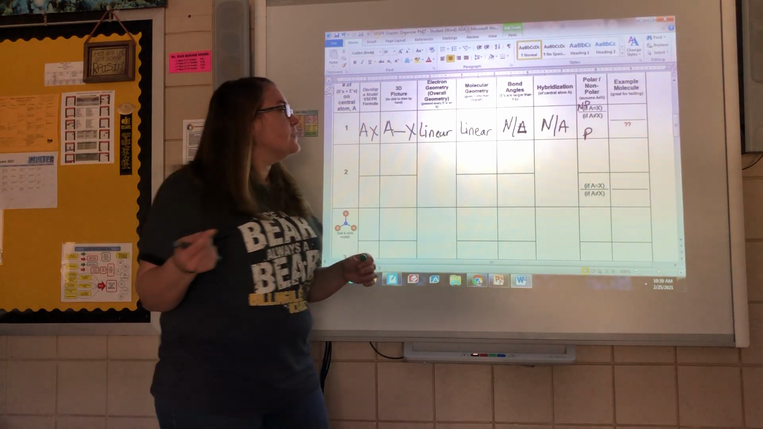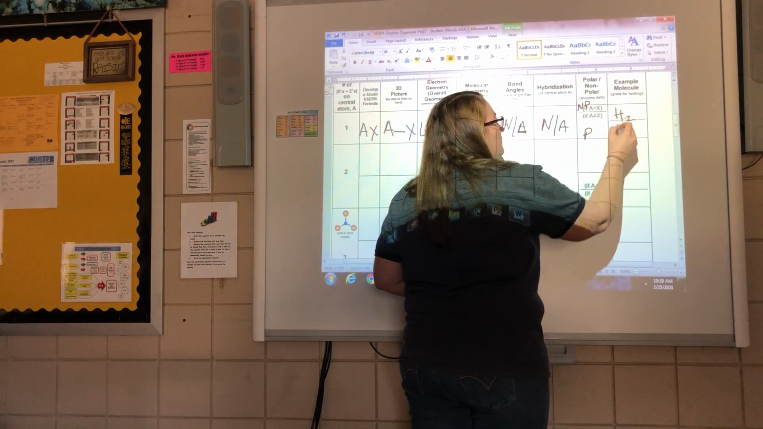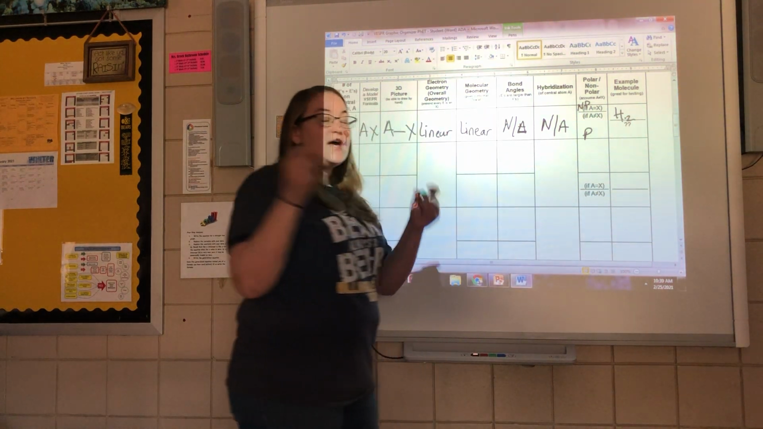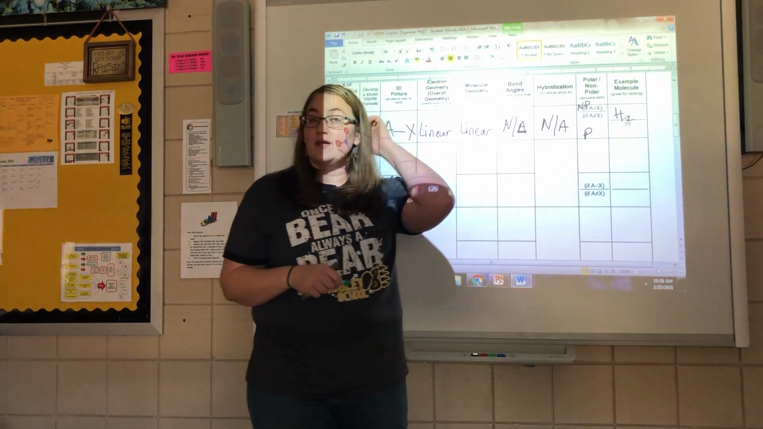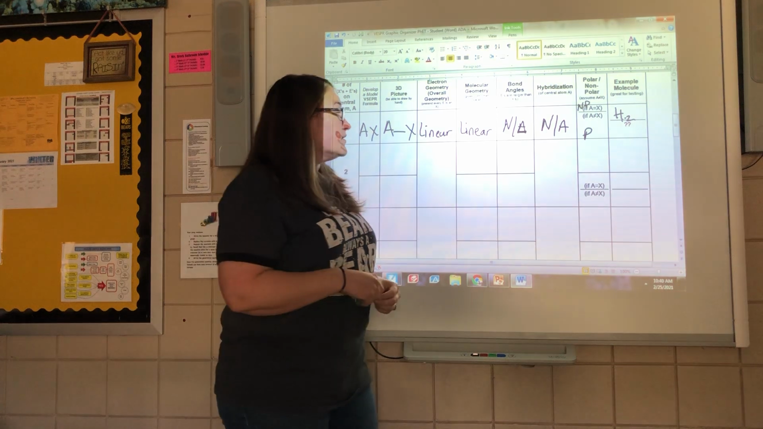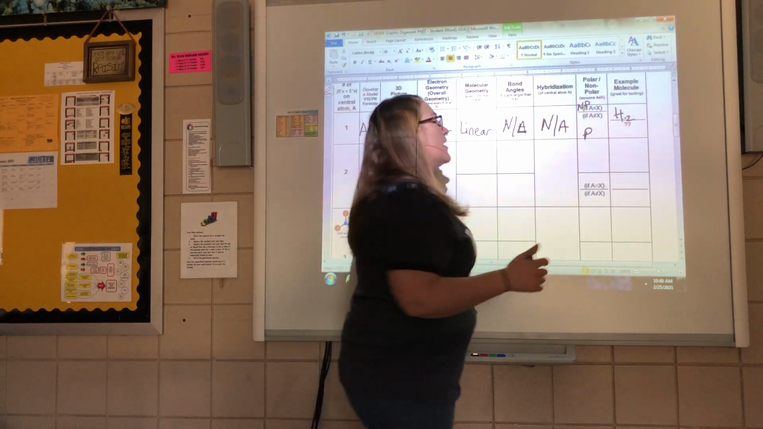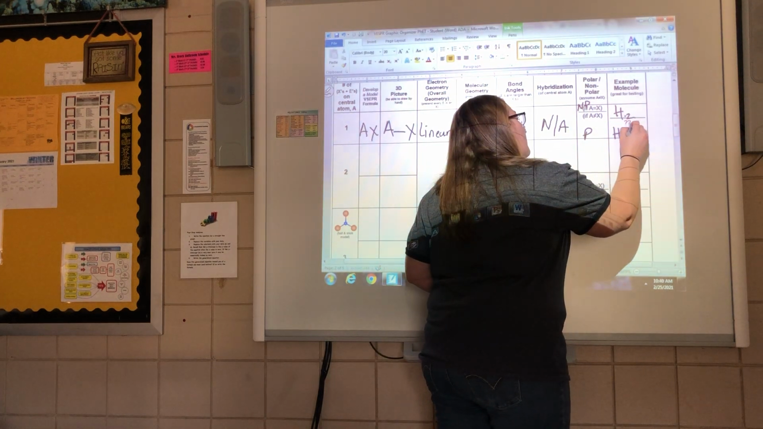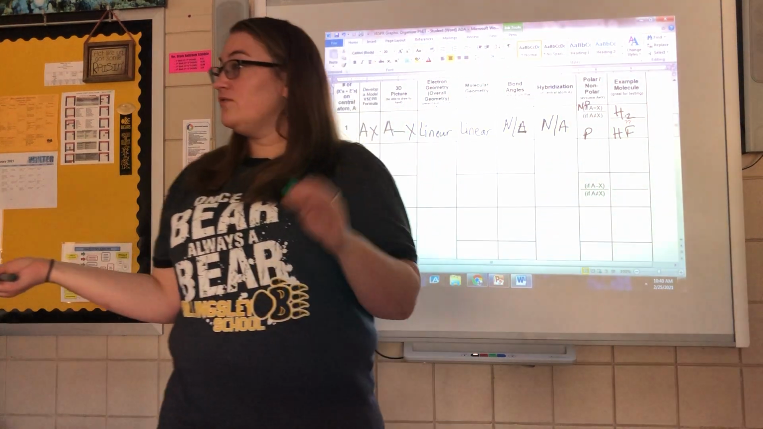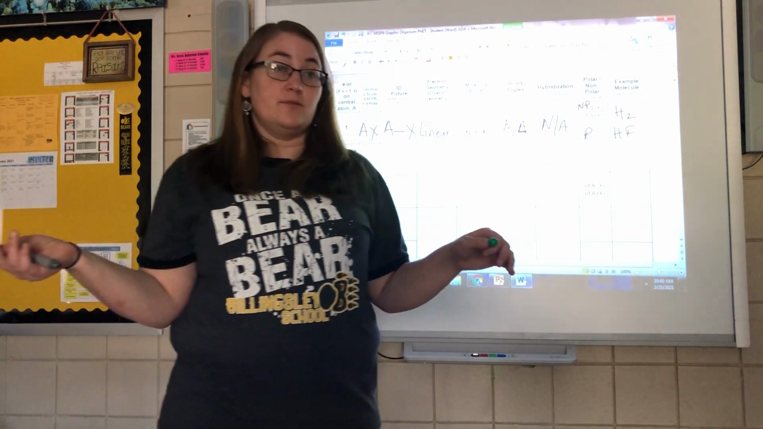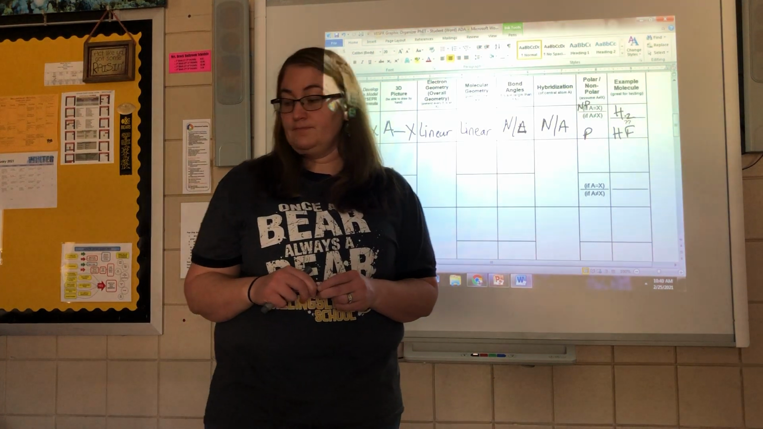So an example of a non-polar might be an H2, 2 hydrogen atoms bonded together. It could be a Cl2. It could be an F2, like we saw in the activity that we did just before this. An example molecule for the polar one might be HF, hydrofluoric acid, because you've got a hydrogen and you've got a fluorine. Those are two different atoms. Okay?